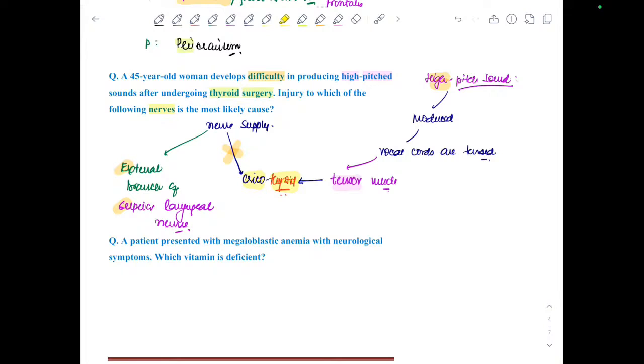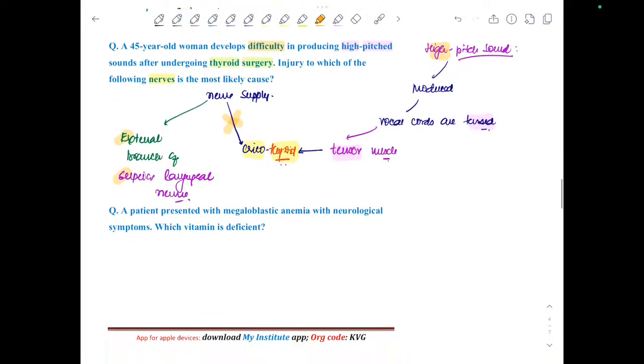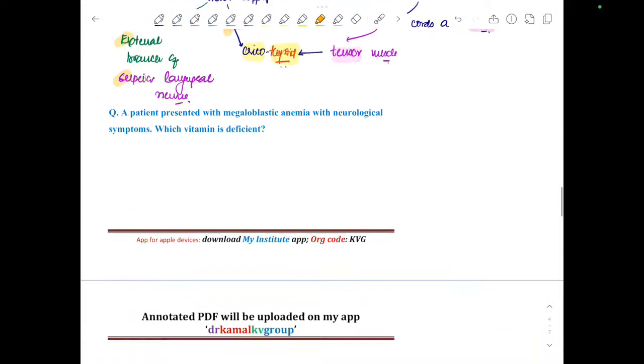So for high pitch sound, the vocal cords have to be tensed, and the tensor of vocal cord is cricothyroid, which is supplied by external branch of superior laryngeal nerve. Very good, Sunny Bunny. Chalo, next question.